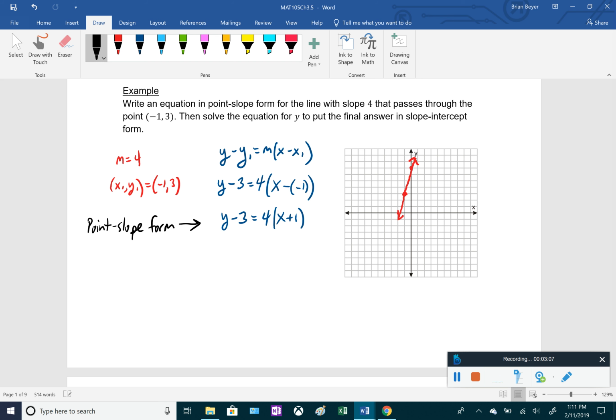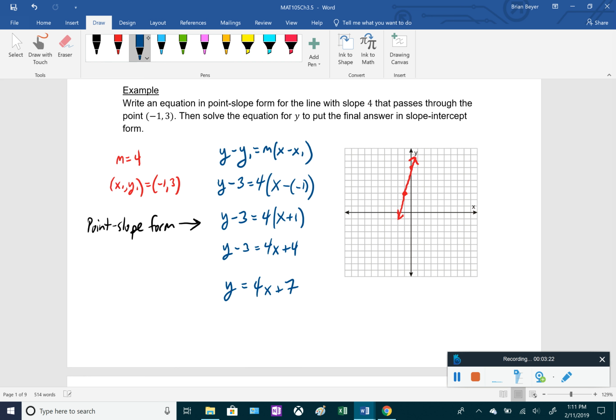And now let's solve it for y to get it in slope-intercept form. So solving this for y, we have to always distribute the slope. So it becomes 4x plus 4 on the right. And then we're going to add 3 to both sides. So we get y equals 4x plus 7. And this is our slope-intercept form. Okay, so you can see that it looks correct. It looks like we have it passing through the y-intercept of 7. It has a slope of 4, so it looks pretty good.